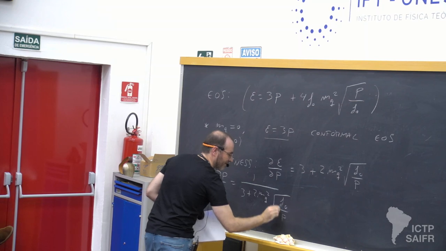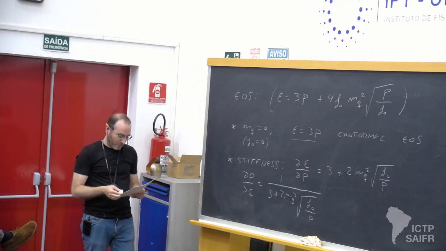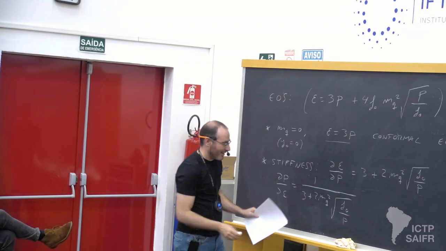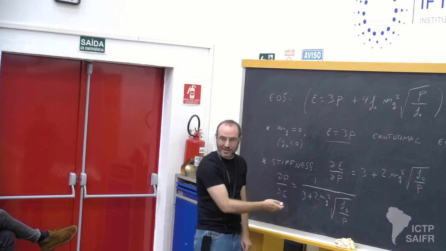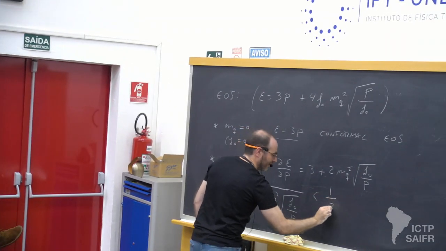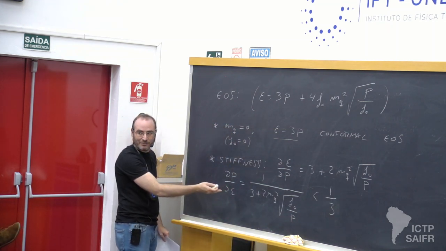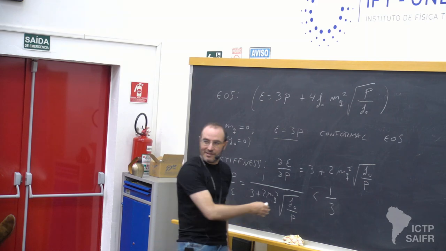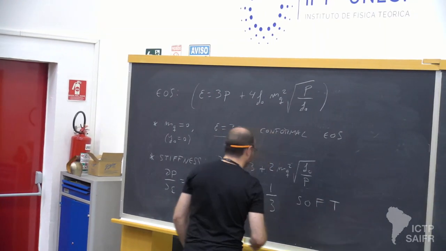And then we find this quantity. What we observe is that this is a positive quantity. This means that the denominator is always larger than 3, so this is always smaller than the value in the conformal theory, unless the mass is 0. So this means that this equation of state is what we will call a soft equation of state.